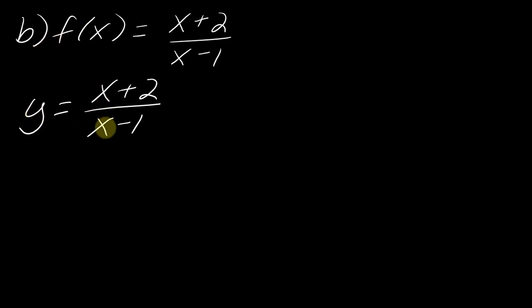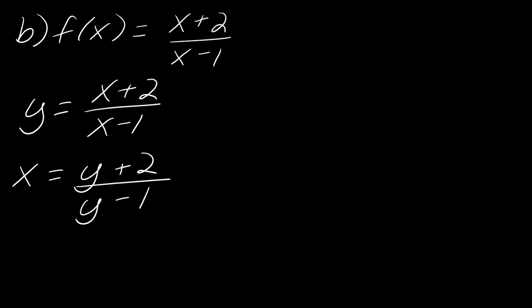When you are replacing your x's and your y's, in this particular equation I have two x's, so I'm just going to replace them both with y's. So this becomes x equals y plus 2 over y minus 1. And now you've got to solve for y.